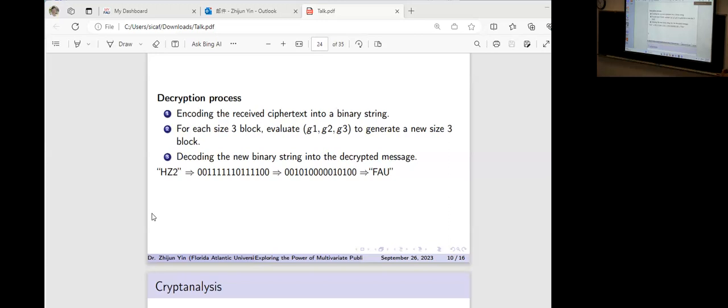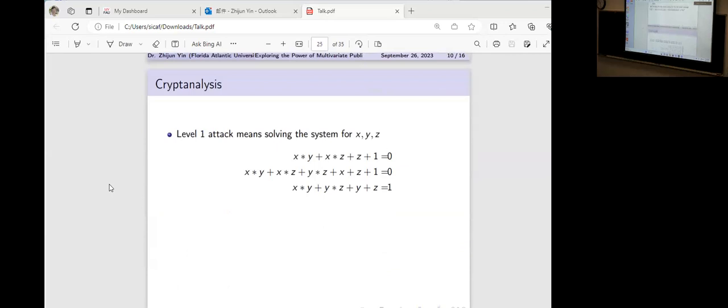You can see the decryption process and encryption process are pretty much the same difficulty level. Make sense, right? Just evaluate 3 quadratic polynomials over 3 variable blocks over the finite field. So that's the encryption and decryption process.